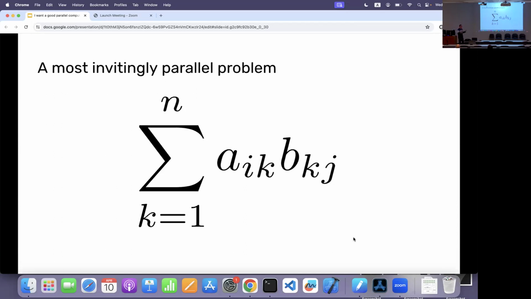So the core key invitingly parallel problem is matrix multiplication. And again, looking at this, you can obviously see where the parallelism is. There's parallelism not just on i and j, but also in k, because this is a reduction. So you can do that reduction in a tree, take pairs, and so it's log n. And so you can do this problem in log n steps on a computer with n cubed over log n processors.